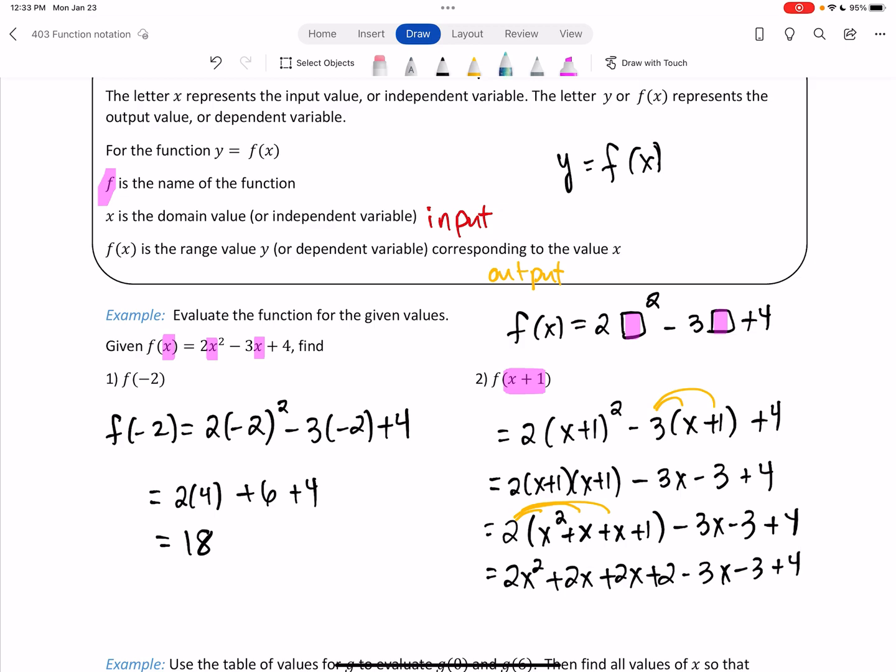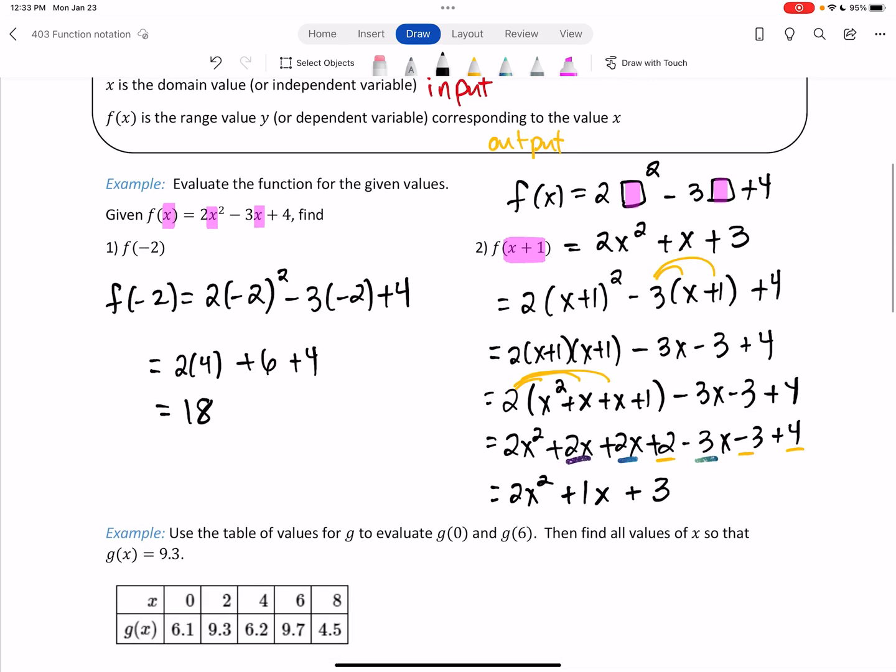And now combine like terms. So we have 2x squared. We have 2x plus 2x makes 4x, minus 3x makes plus 1x. And then we have 2 minus 3 plus 4 makes 3. So when I do f of x plus 1, I end up with 2x squared plus x plus 3. So remember, you're replacing that input, that placeholder, that independent variable with whatever's inside the parentheses.